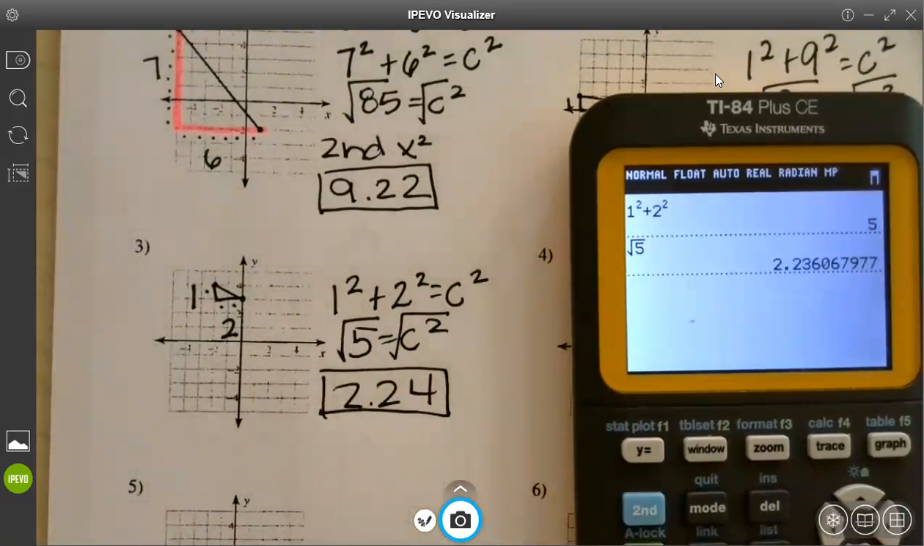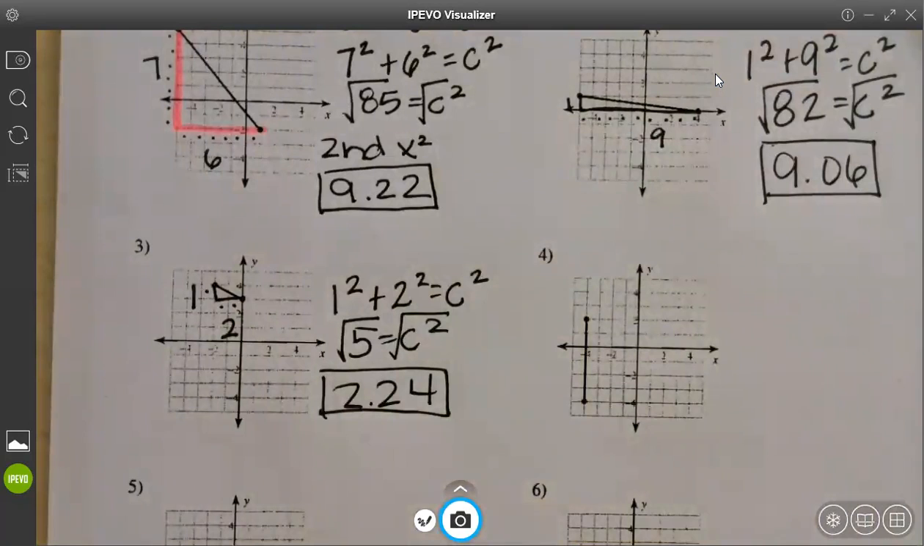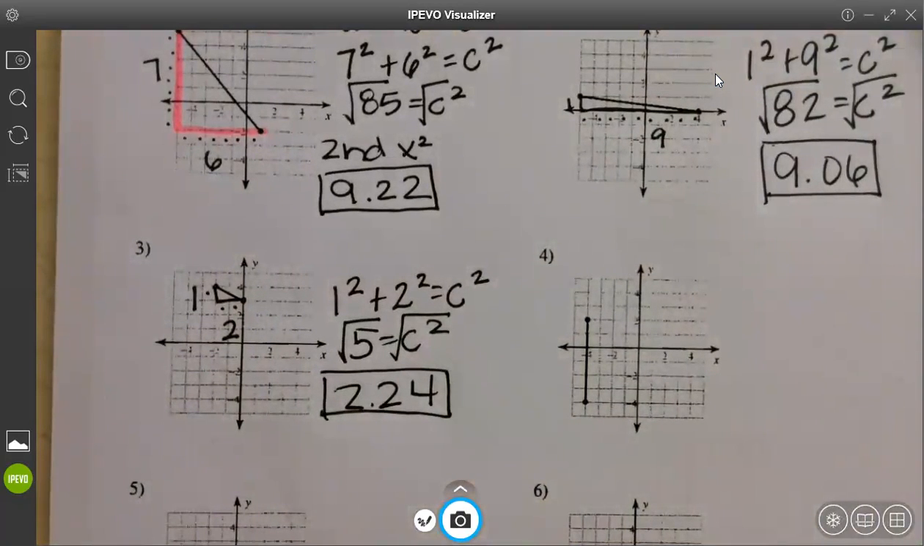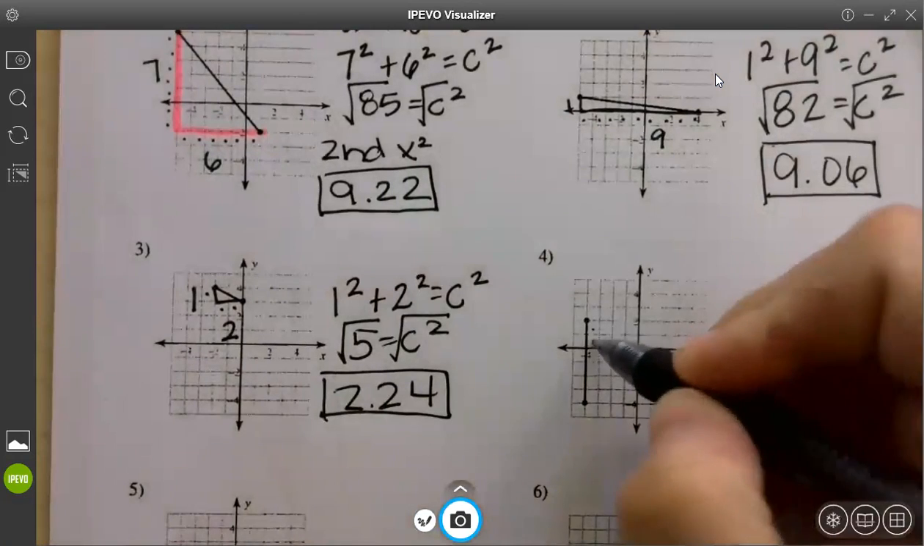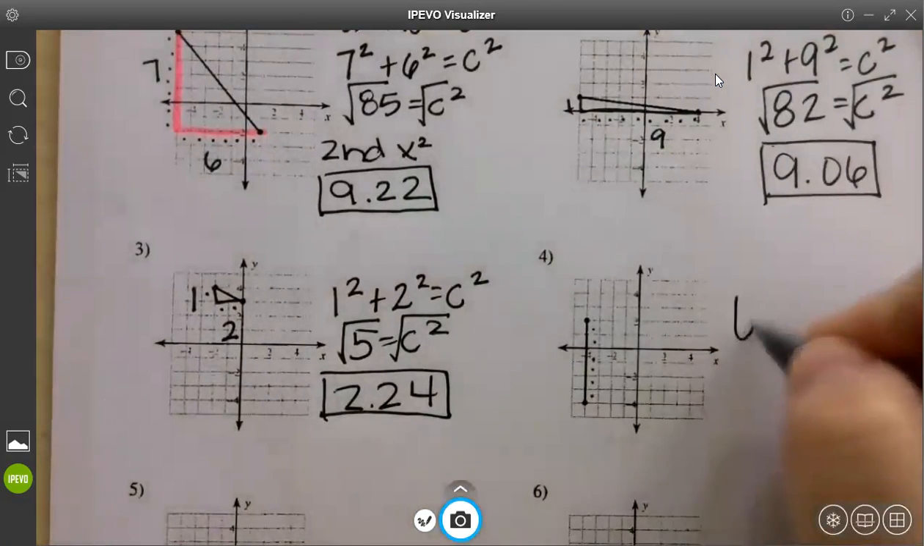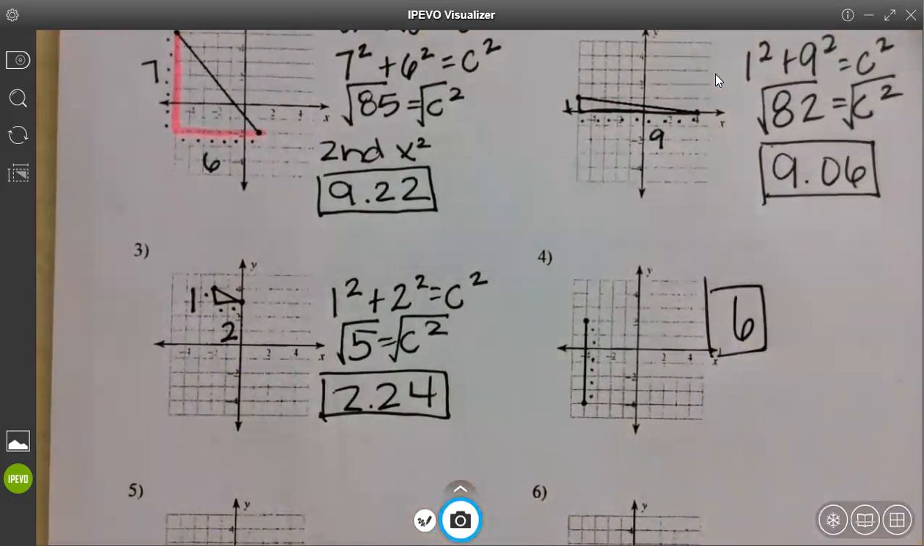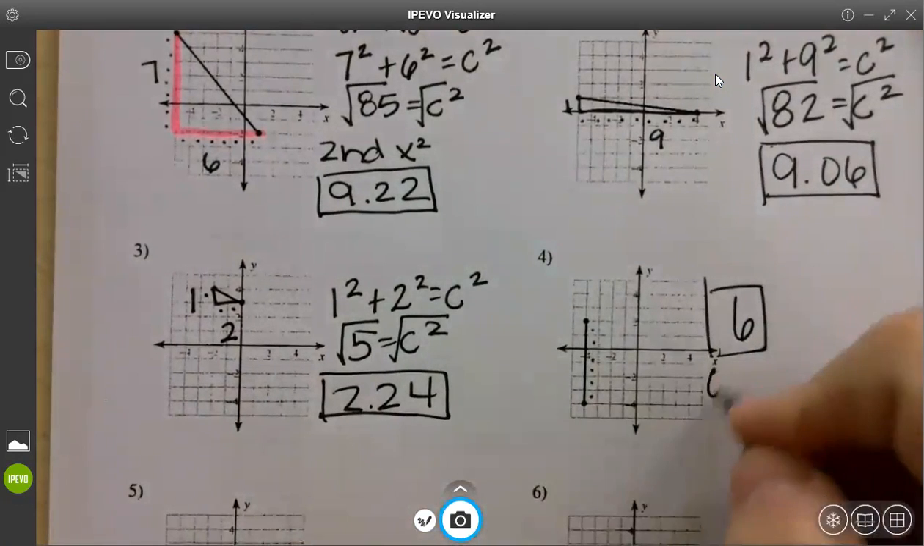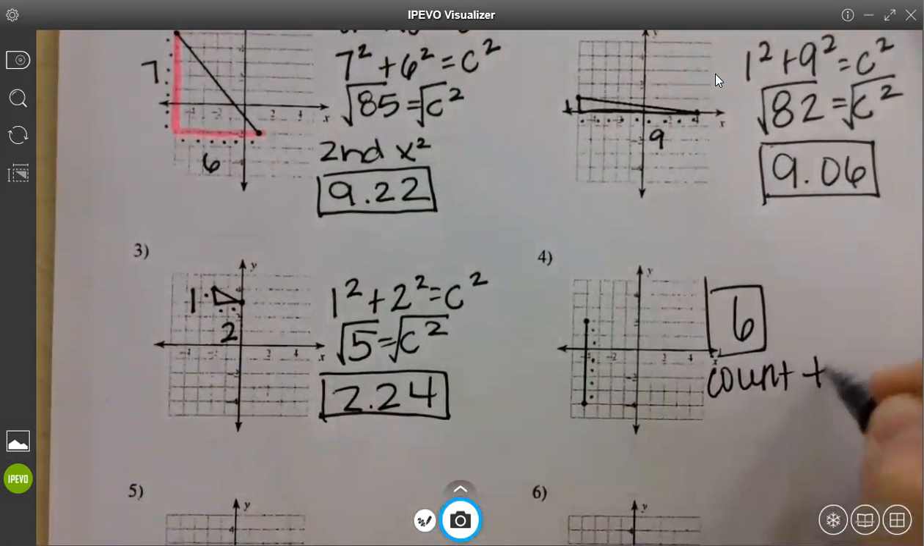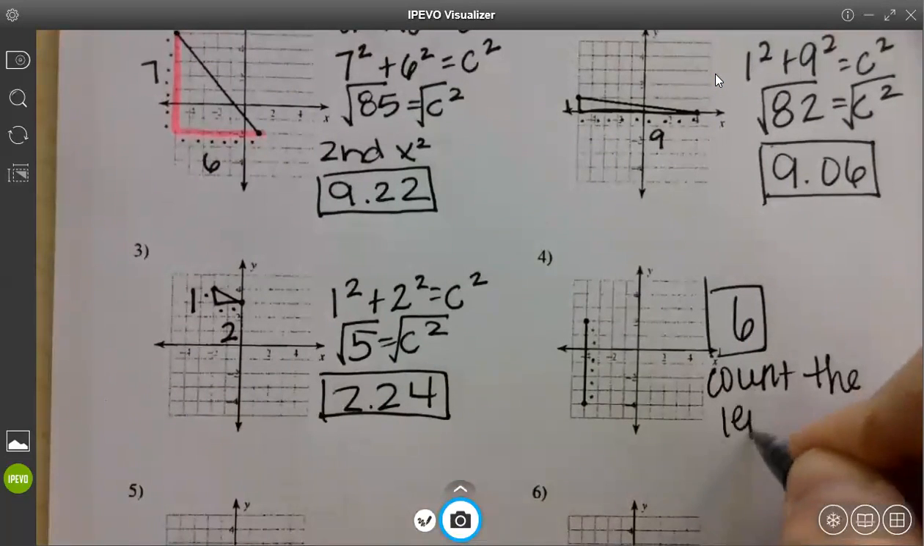Everybody good? So on graphs, we're doing rise over run, and then we're plugging it into our formula. Well, what about this one? Does it have a rise and a run? Can I make a triangle? No, so don't try to make one. All you do is count the boxes. How long is this line? That's what we're trying to figure out, is how long the lines are. How long is this line? 6. That's it. That's all you do. Don't do any more with that. So maybe write that on your paper. Count the length.